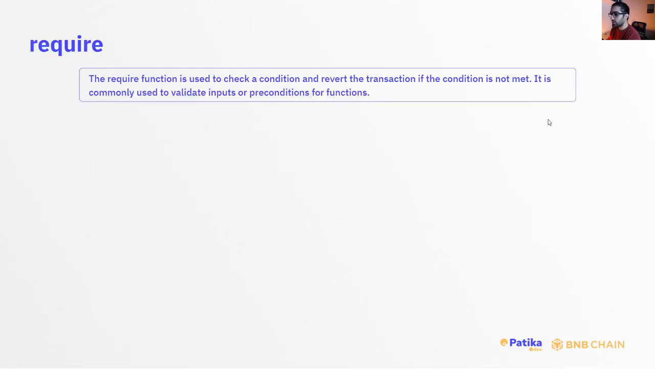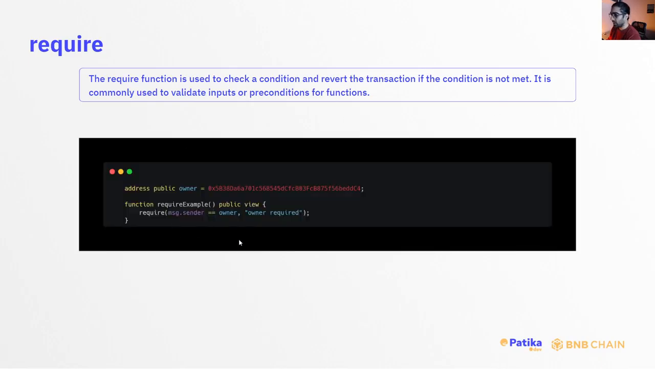So the require function is used to check a condition and revert the transaction if the condition is not met. It's commonly used to validate inputs or preconditions for functions. So here we have a require statement. It basically says that message.sender should be equal to owner. If it's not equal to owner, then we'll get a message: owner required.